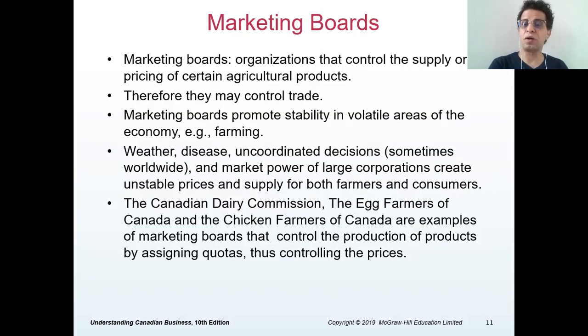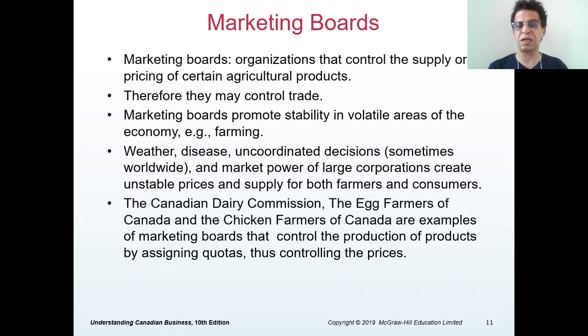Then we have what you call the marketing board. The marketing board is an organization that controls the supply or the pricing of certain agricultural products, like the wheat we have here, pretty much under a government corporation. Therefore, they may control the trade also. Now, the marketing board promotes stability in volatile areas of the economy, such as farming. So we need some kind of protection because it's a volatile market like farming.